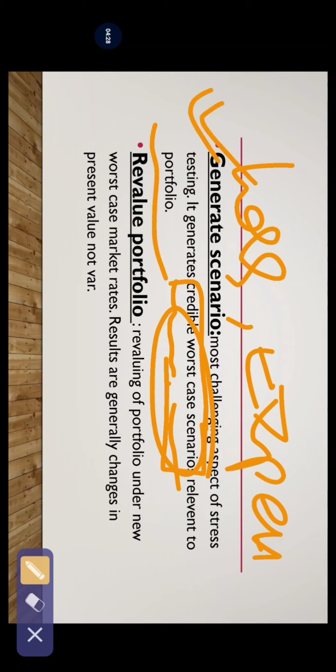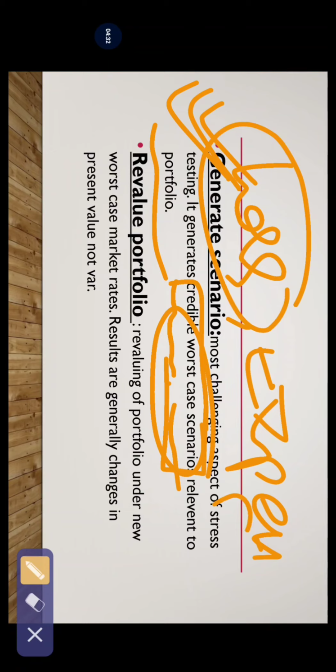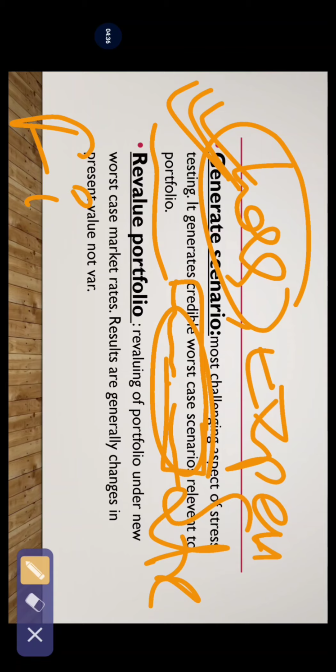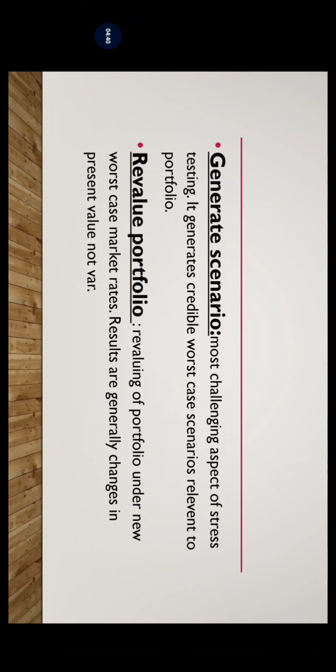What is the reason behind the loss, what is the reason behind the stress, what is the reason behind the financial crisis? So that is the first step, generating the scenarios.